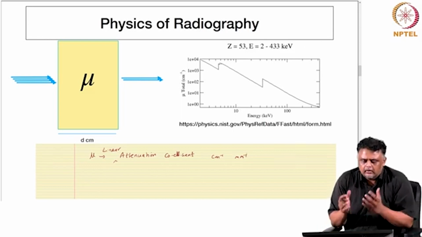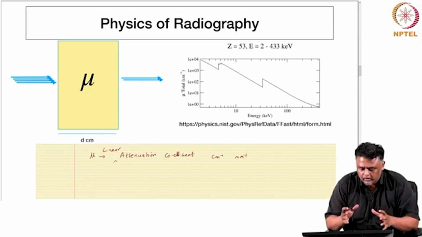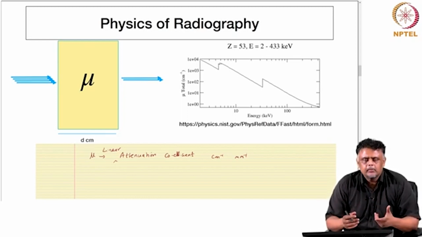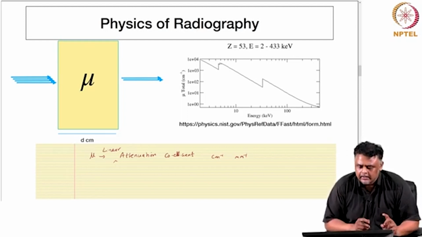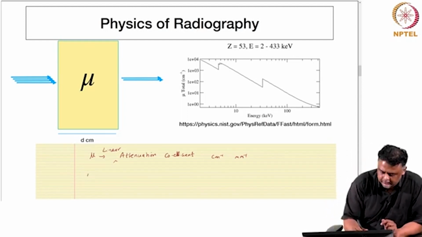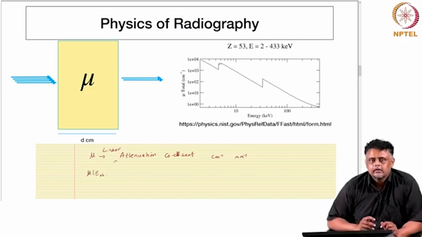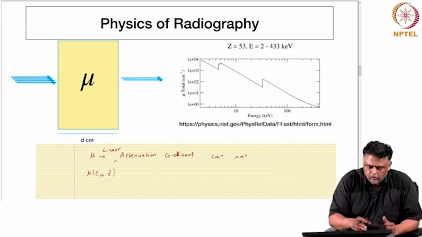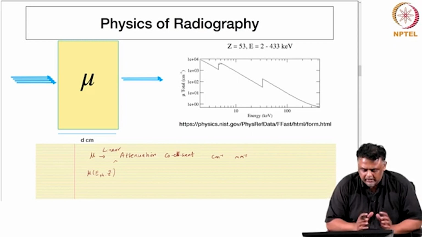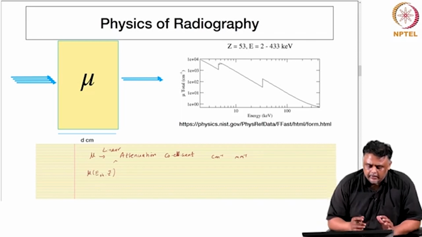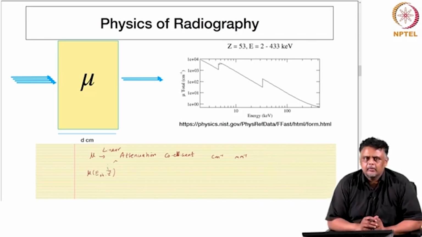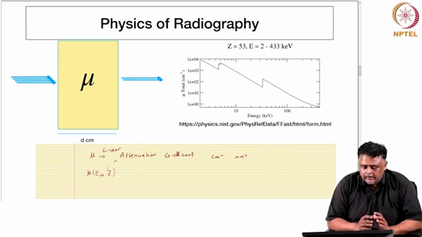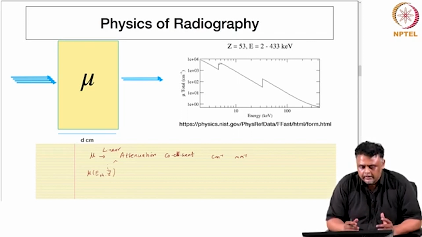What you have to understand is how we perceive the human body or whatever tissue in terms of mu. Mu is a very complex function of the energy of the X-ray photon, as well as the atomic number Z. It is a material property, and the interaction between X-rays and materials, whether human tissue or any other material, is determined by this mu.